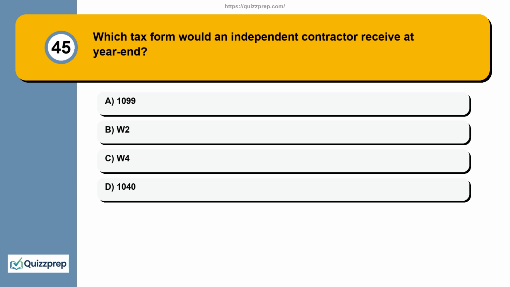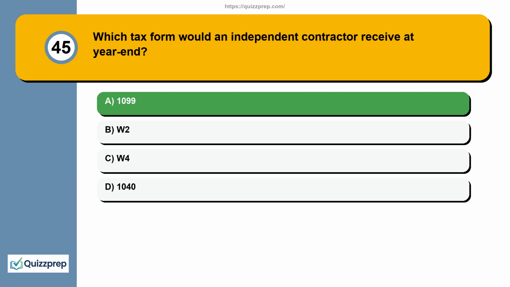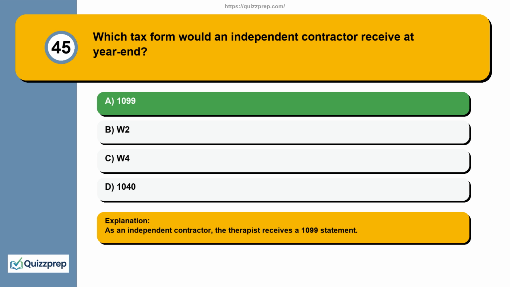Question 45. Which tax form would an independent contractor receive at year-end? 1099, W2, W4, 1040. As an independent contractor, the therapist receives a 1099 statement.